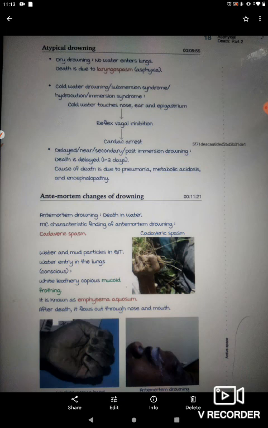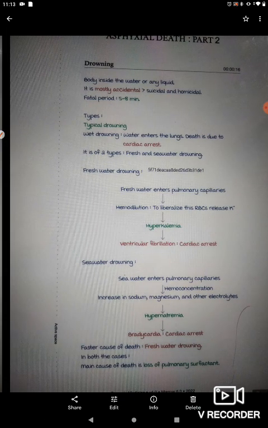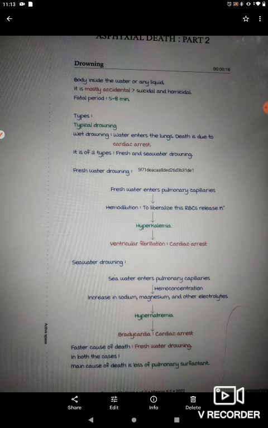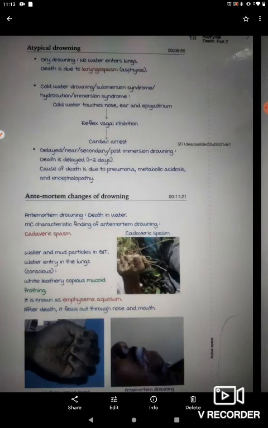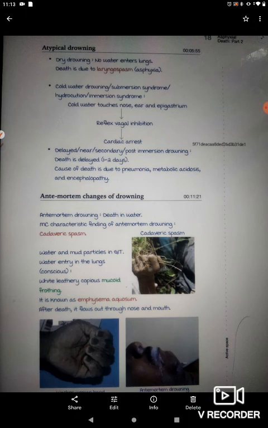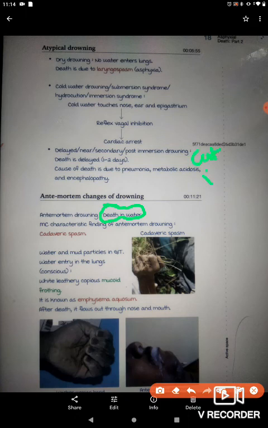We've seen typical drowning, that is wet drowning, freshwater and seawater drowning. Freshwater is the faster cause of death. And we have seen atypical drowning: dry drowning, cold water drowning, and delayed, near, or secondary drowning. What are the antemortem changes that occur? Antemortem changes mean death is occurring in the water. We have seen that in drowning there is cataleptic rigidity, instantaneous rigor, or cadaveric spasm.